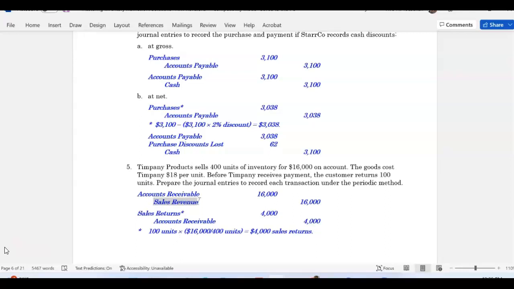Okay, so what is net sales? Net sales is sales less sales returns, and in this example 16 minus 4 is $12,000 net sales. So one more time, what is net sales? It's sales minus sales returns minus sales allowance minus sales discount. What is sales allowance? Sales allowance means you sold something, but they called you and complained about the quality or whatever, and you gave them some allowance.